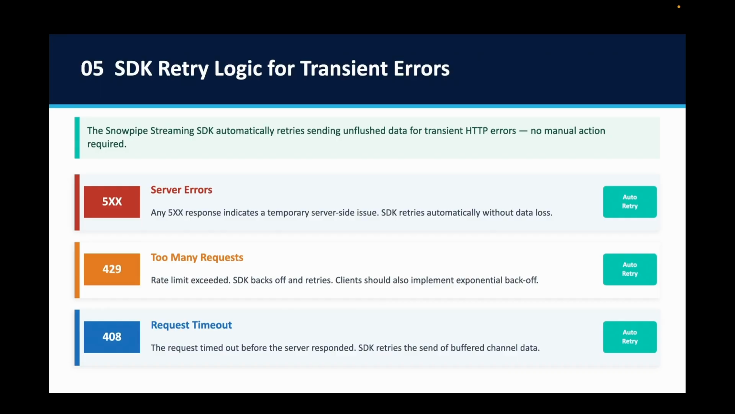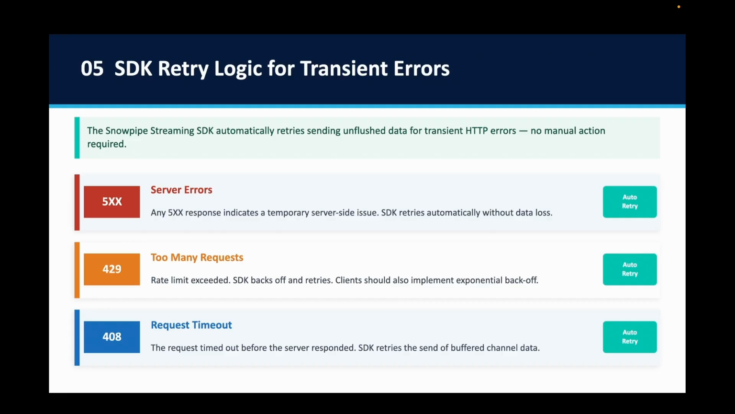SDK retry logic for transient errors. So what is the retry logic for some of the error codes? If you take a look at 500 or 5xx, anything that starts with 5, those are typically errors at the server side. It's a temporary server-side issue. The SDK retries automatically without data loss. If it is 429, that is too many requests. There is a rate limit exceeded error. The SDK backs off and retries.